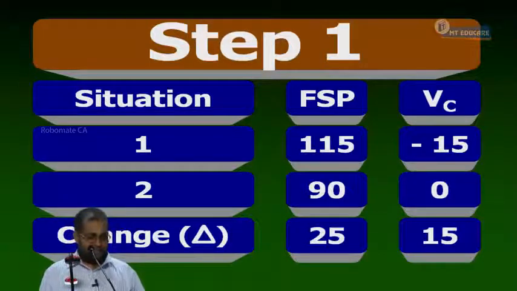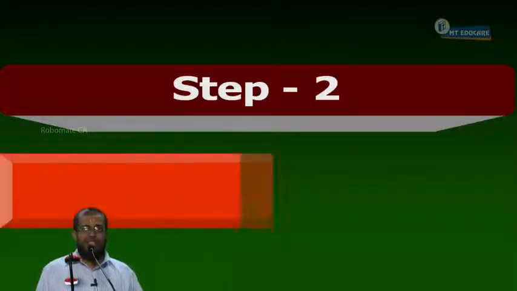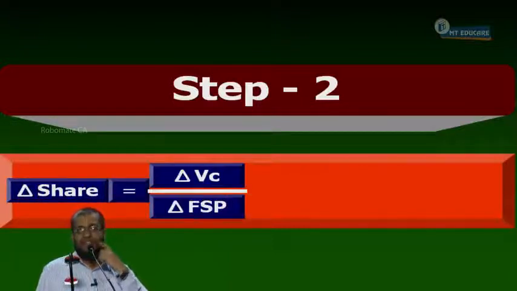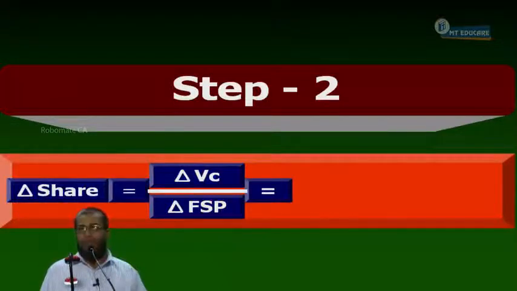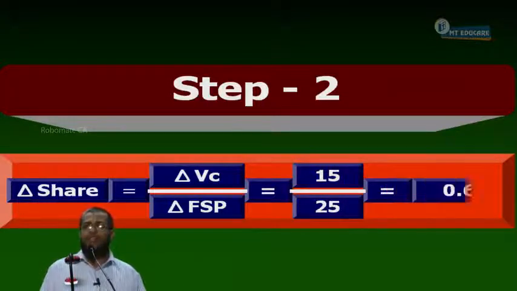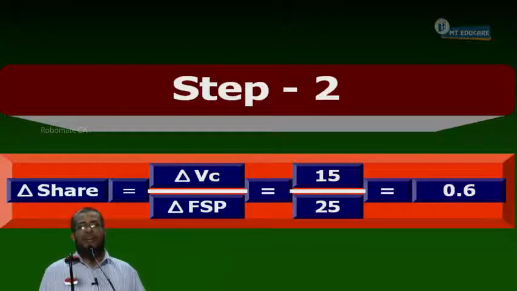Step 2: delta shares. You have to participate and do along with me. Formula: delta shares is equal to change in VC divided by change in FSP. Which is equal to, I want the number. What is the change in value of the call? 15 divided by 25 is equal to 0.6 shares. Delta shares is 0.6 shares.